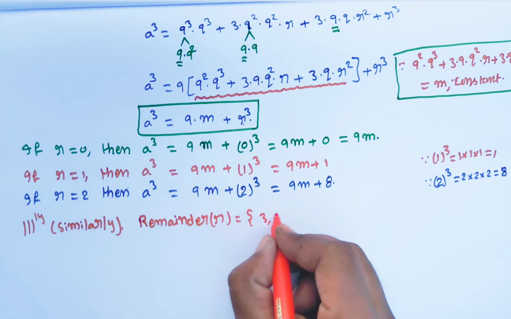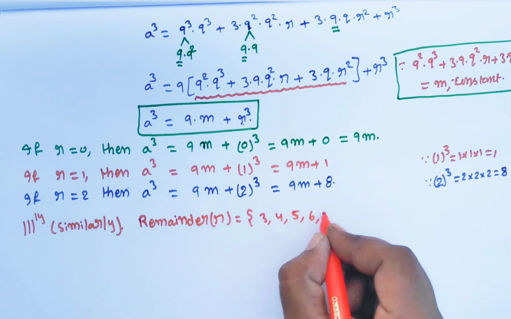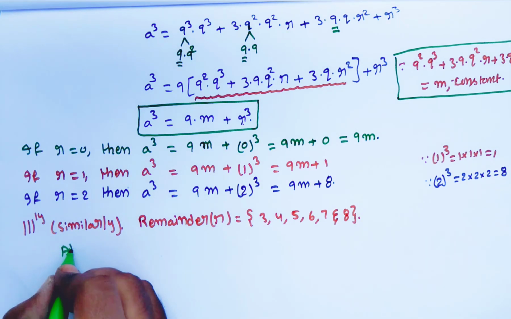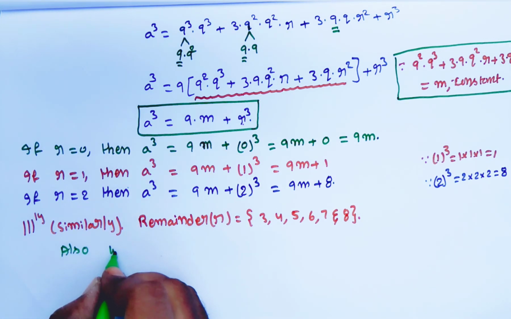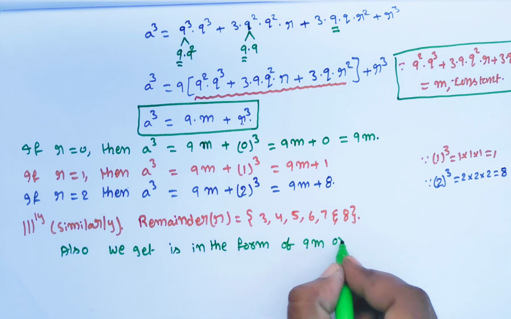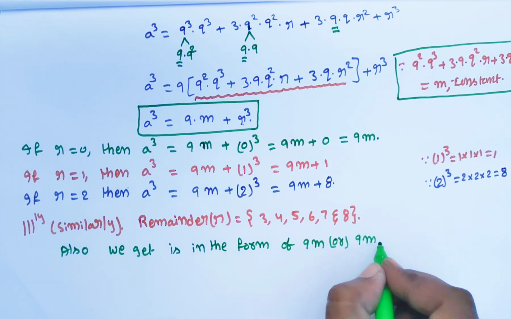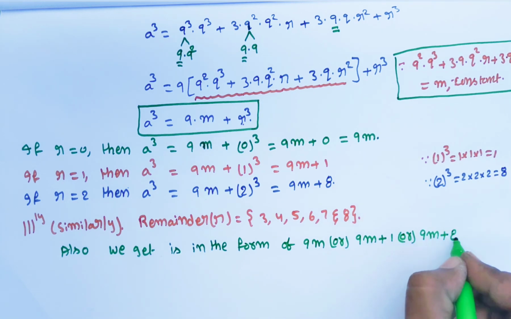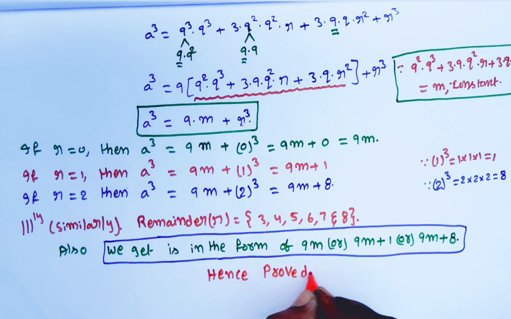Similarly, for the remaining remainders 3, 4, 5, 6, 7 and 8, we also get the form 9m or 9m plus 1 or 9m plus 8. So we get the required solution, hence proved.